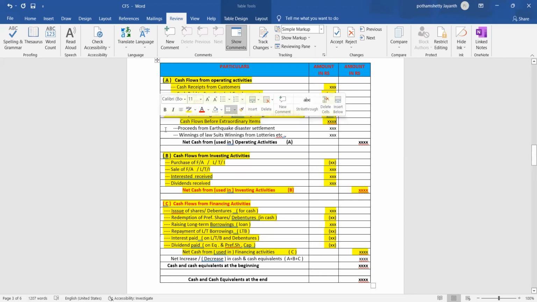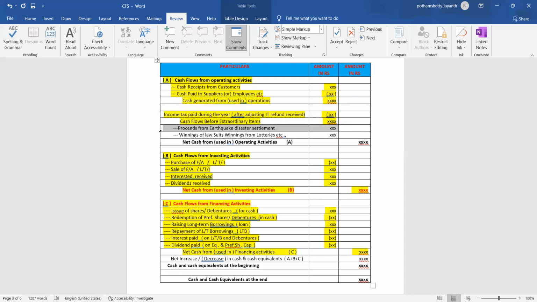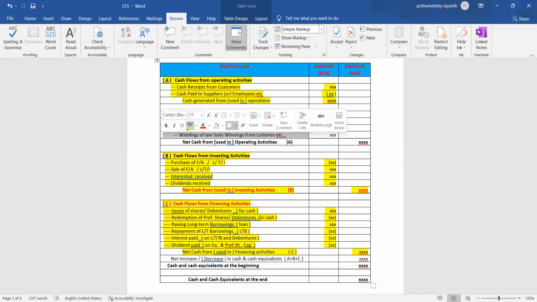Okay, what are extraordinary items? Extraordinary items are proceeds of an earthquake disaster. [Telugu: if something has happened, an earthquake came, disasters came, because of that the government pays some compensation to the company.] Those will be considered as non-operating extraordinary items and will come in the operating activity for the compensation received. And winning from a lawsuit or winning from lotteries, etc., if any are there, those also will come under operating activity. So please remember these two things.